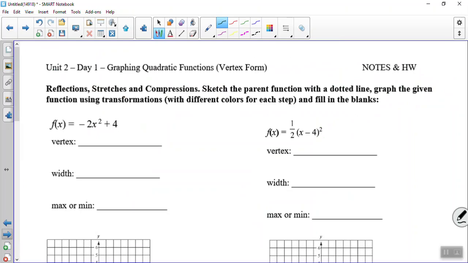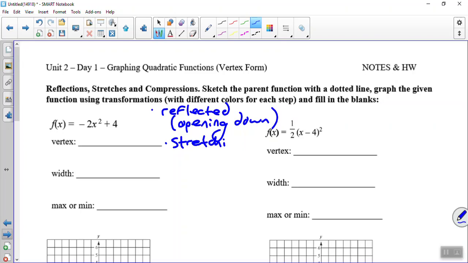Okay? So let's look at this first one. F of x equals negative 2 times x squared plus 4. All right, so let's look at what's happening to this graph first. Okay, we have a negative, so that means it's being reflected. Okay, again, another way to think about this is that it's opening down. Okay, we're stretching it by 2. And we're moving it up 4.